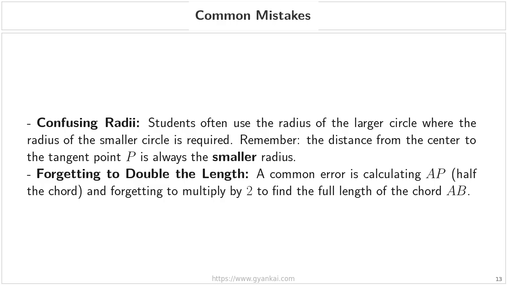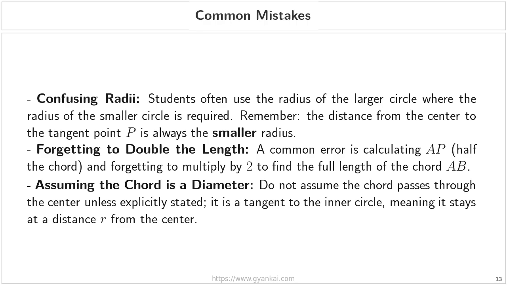As we saw in our worked example, using the Pythagorean theorem only gives you the length of the segment from A to P, which is just half of the chord. You must remember to multiply that value by 2 to find the full length of the chord, segment AB.